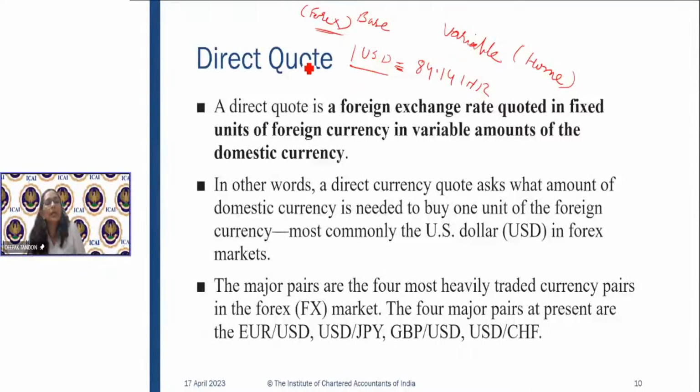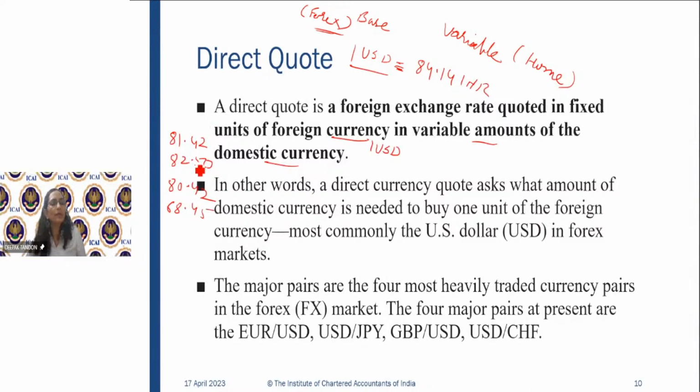foreign exchange currency. So the foreign exchange rate is quoted in fixed units of foreign currency, that is 1 USD, and in variable amounts of domestic currency, that is, it can be 81.42 INR, it can be 82.50 INR, it can be 80.42 INR, it can be 68.45 INR. This is varying. This is a direct quote. This is also known as European quote. Okay. A direct currency quote asks what amount of domestic currency is needed to buy 1 unit of foreign exchange.